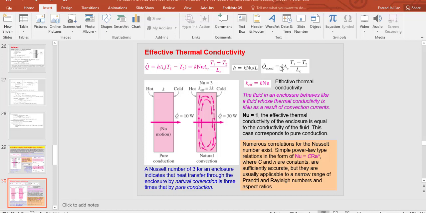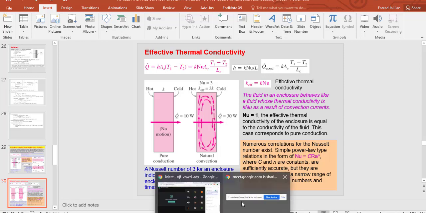But we can define this by this equation as well. And instead of k, we can put k effective, equal to k times Nusselt number. So I mean, instead of saying we have convection, we can say we still have conduction, but the thermal conductivity of the fluid is changed from k to k effective, where k effective is equal to the normal k times Nusselt number.